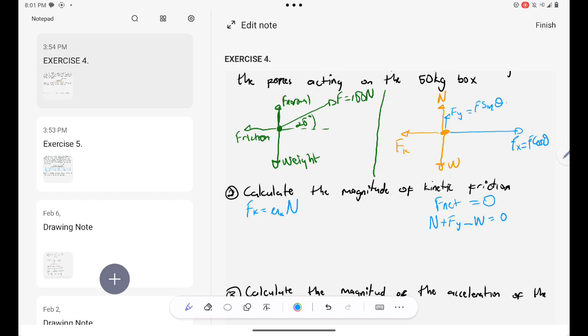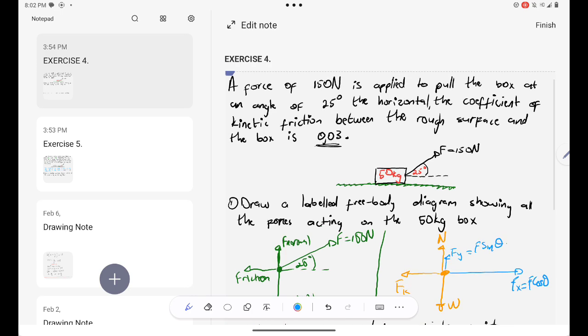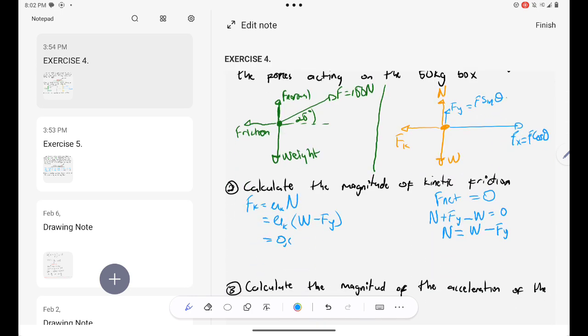Why am I subtracting gravitational force? Because gravitational force is acting in a different direction from the other two forces. So normal force is simply equal to the gravitational force minus the vertical component. Are you together? So in here I can simply say the coefficient multiplied by weight minus the vertical component. Are you together? I was given the coefficient to be equal to 0.03.